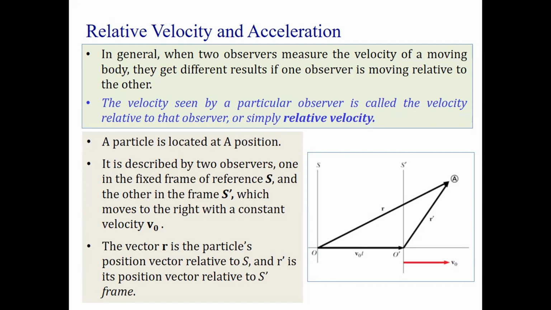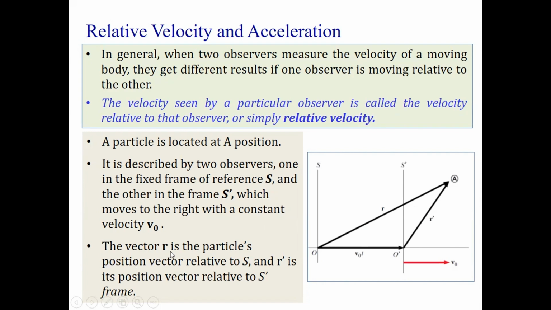So a particle which is located at position A, as shown here in the figure, can be described by two observers. They are in the fixed frames of reference S and S dash. Now, S dash is a frame which is moving with a constant velocity V naught. Therefore, the person in this frame will observe differently as compared to the person who is sitting here at the origin of S.